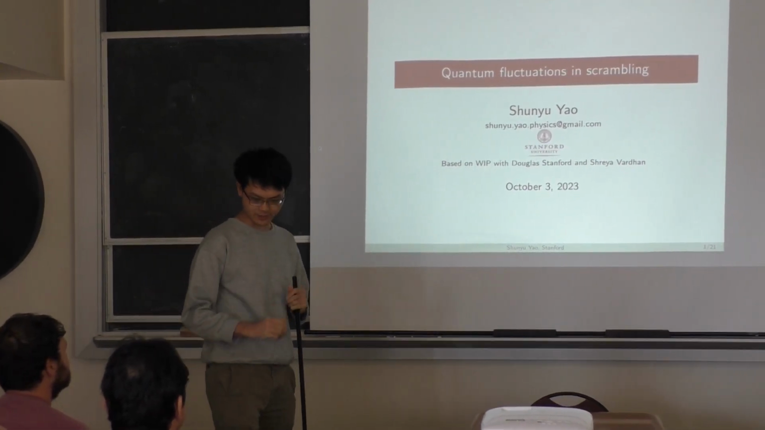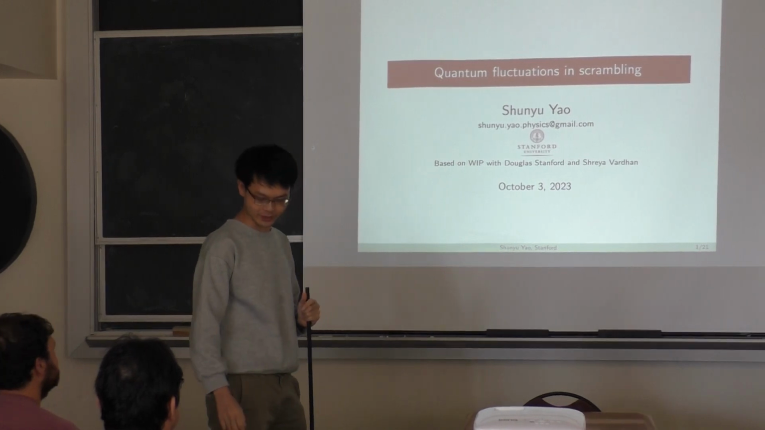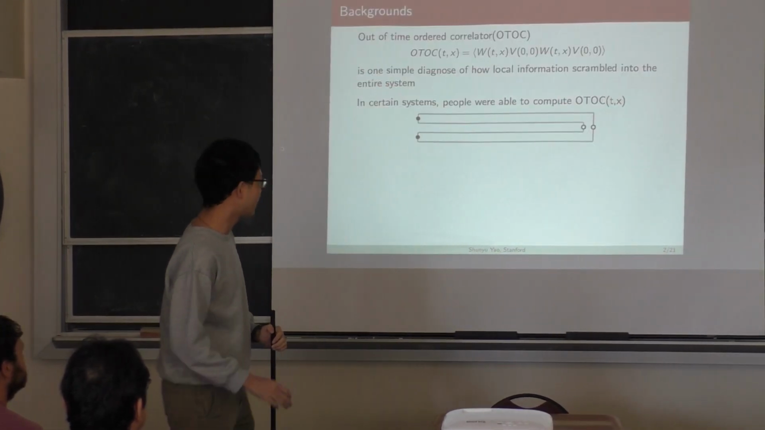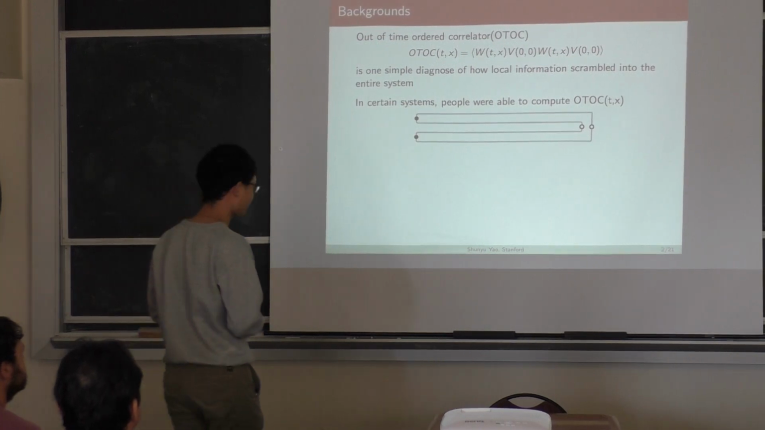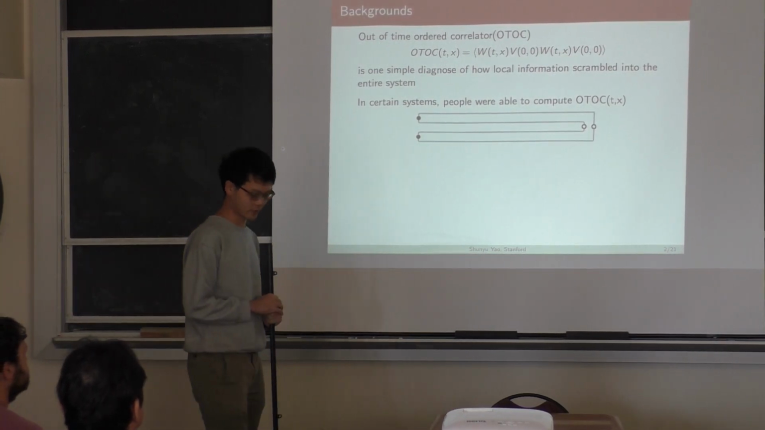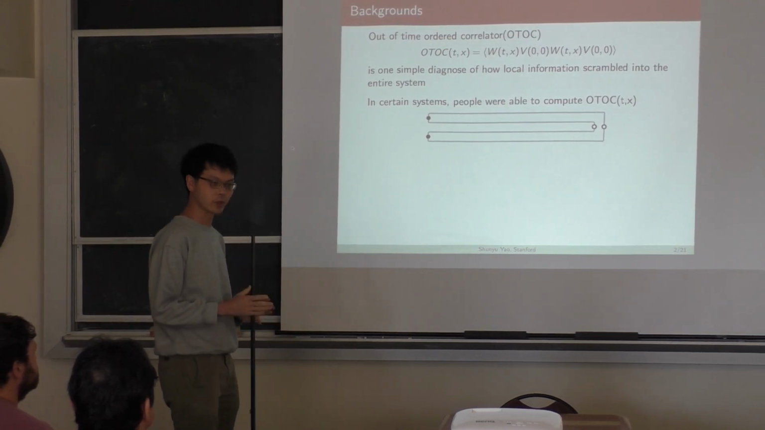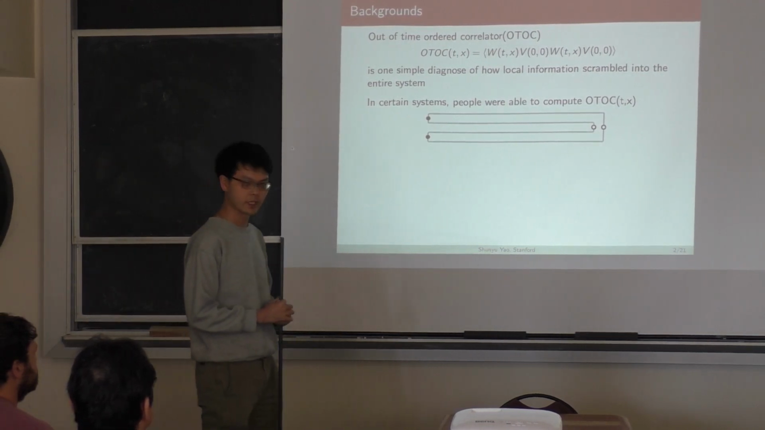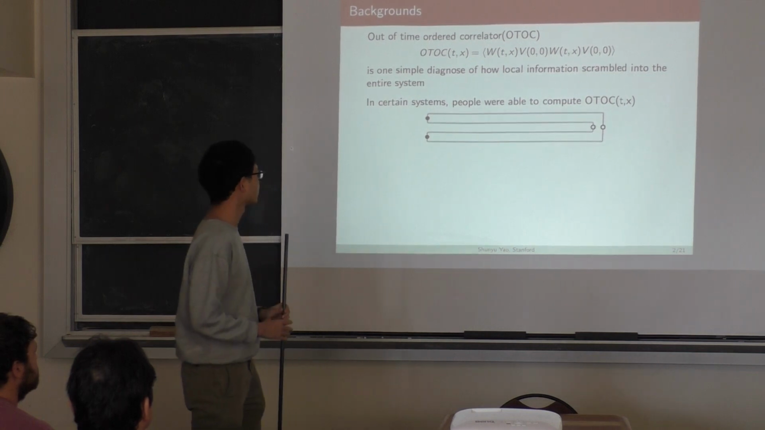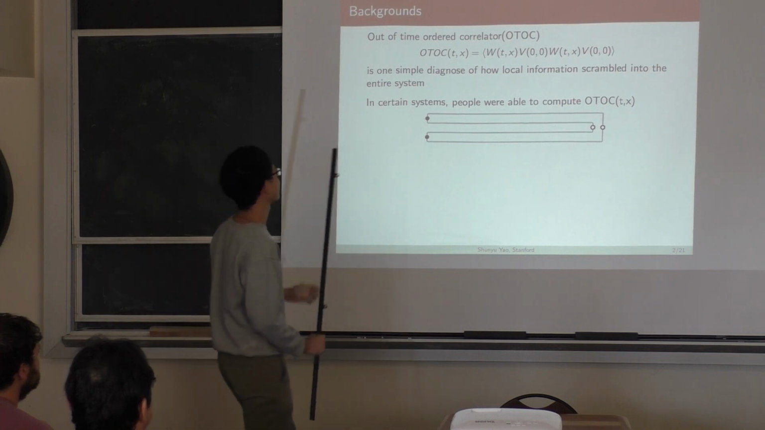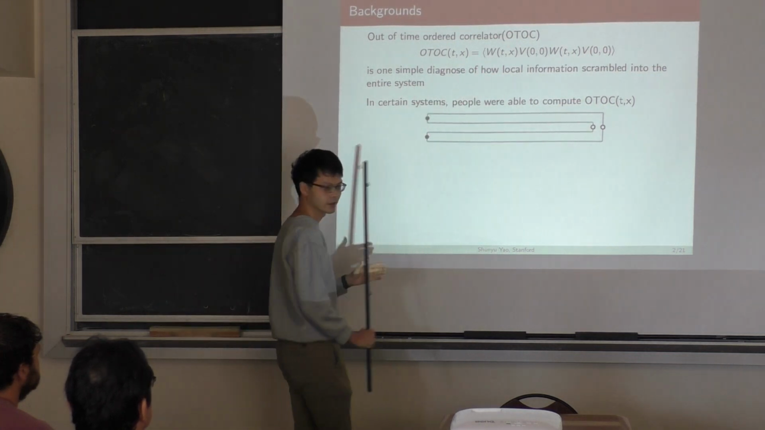And today, as the title says, we are going to talk about some quantum fluctuations in scrambling. Roughly speaking, one of the problems people care about in scrambling is how local information gets scrambled into the entire system. One simple diagnostic of such a process is this thing called the out-of-time-order correlation function.